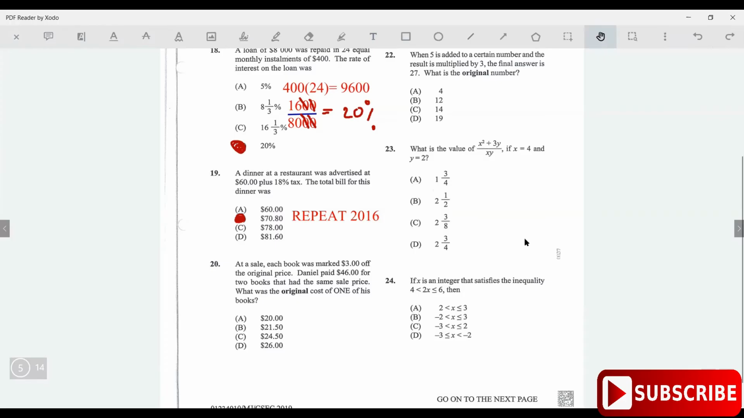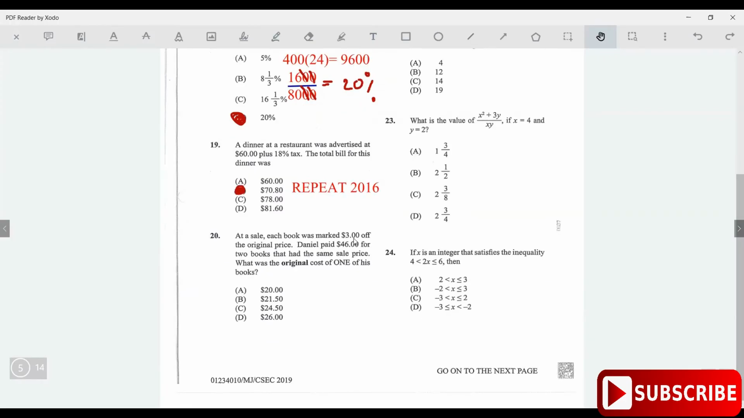Okay. Next question. It says, at a sale, each book was marked $3 off the original price. Daniel paid $46 for 2 books that had the same sale price. What was the original cost of one of the books? Well, he paid $46, right? So that means he paid $23 for each book, right? But then $3 come off of it. So the original price was 23 plus 3. 23 plus 3 is 26. So the original cost of the book was $26. All right, easy.